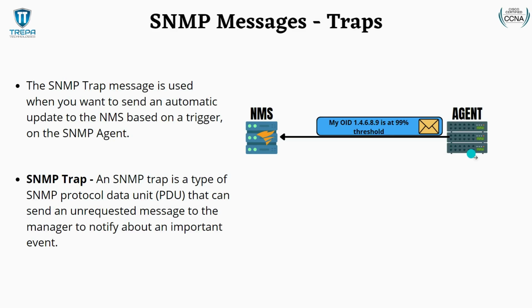And then we have traps. So we're going to go over traps and informs. They do the same thing, but one's reliable and one's not. So an SNMP trap message is not reliable. Something I definitely want you to write down in your notes. An SNMP trap message is used when you, the administrator, want to set a trigger on an SNMP agent to send to your NMS server.